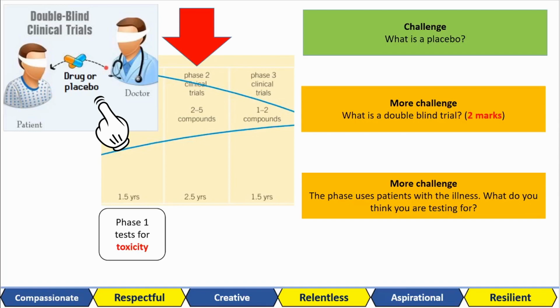The second image will also help you answer the second question, which is what is a double-blind trial. And finally, this stage is when you start using actual patients, which will help you understand what this stage is testing for. Try and answer all the questions.